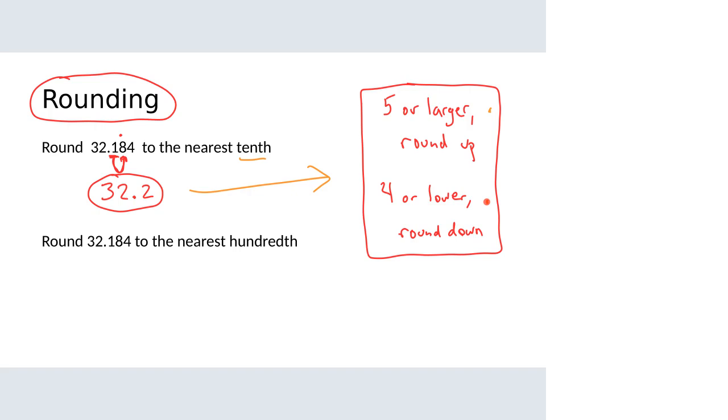Let's look at one more here. 32.184 to the nearest hundredth. So now we're supposed to round to the nearest hundredth. I know my process is right here. I'm going to find the hundredths place. That's where the 8 is.